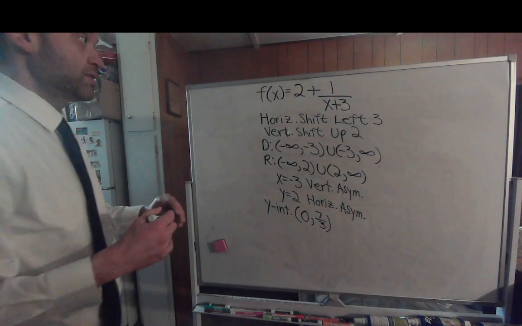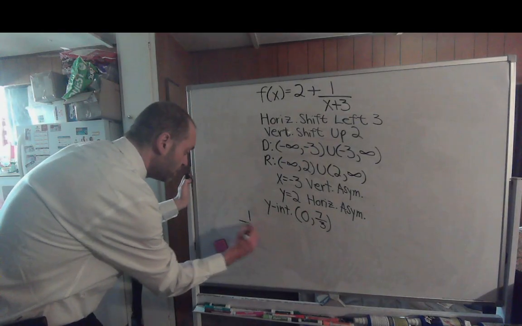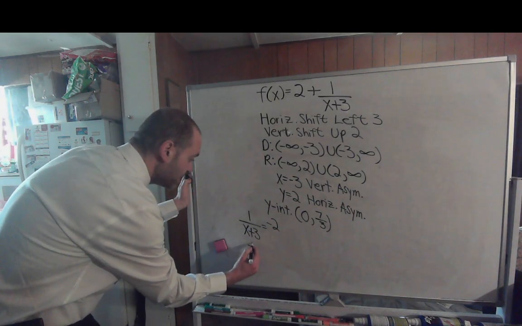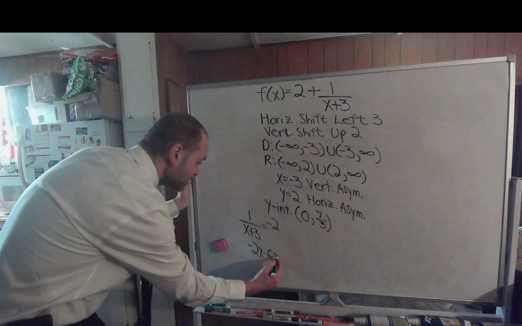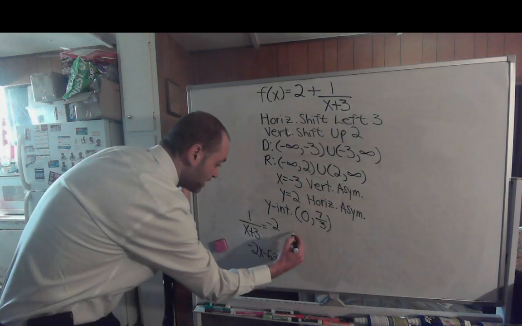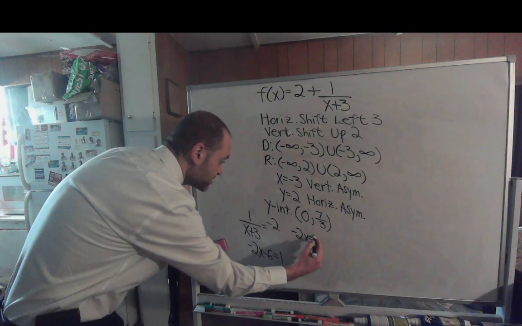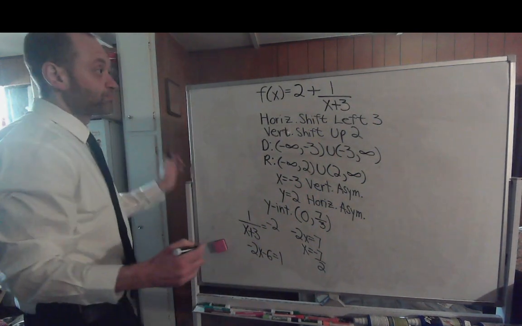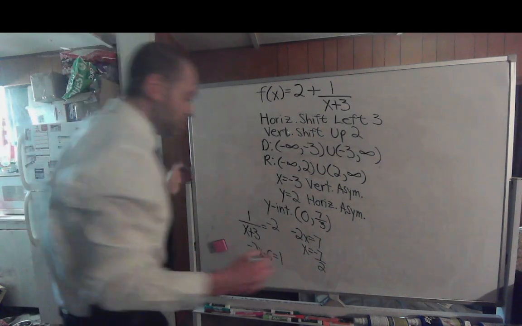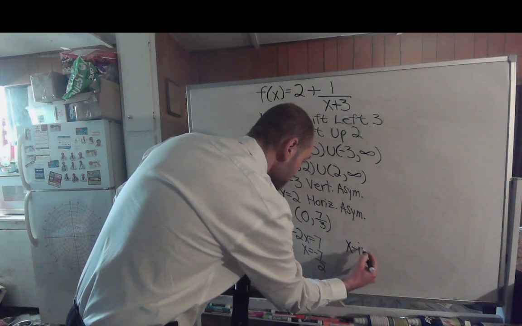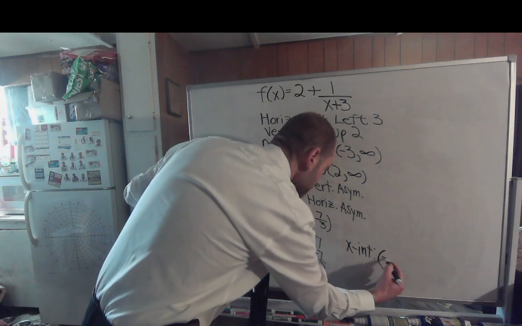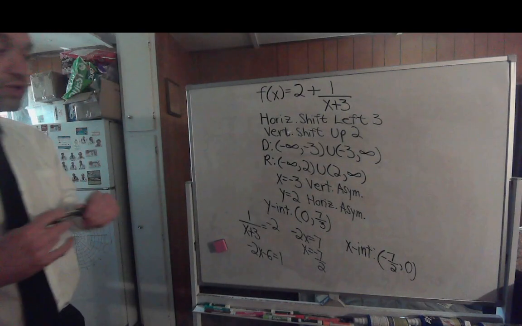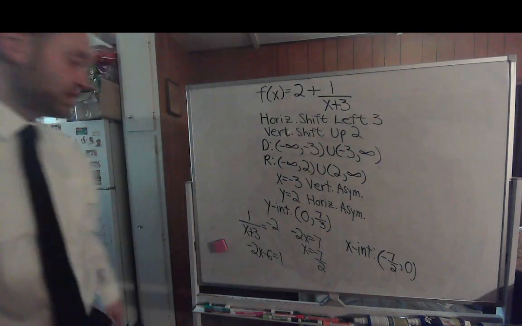You'll even have an x-intercept. If you set 1 over x plus 3 equal to negative 2, you would end up getting negative 2x minus 6 equals 1. That gives you negative 2x equals 7, so x would have to equal negative 7/2. So you get an x-intercept at the point (negative 7/2, 0). So this time you actually have an x and y intercept.